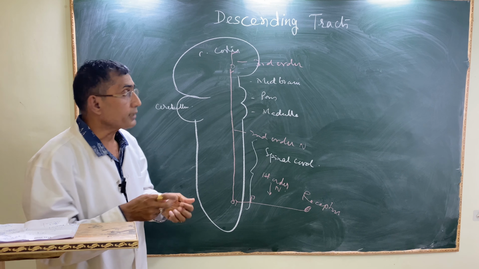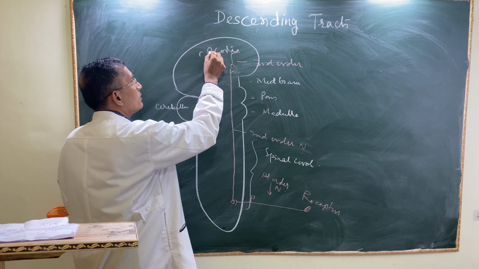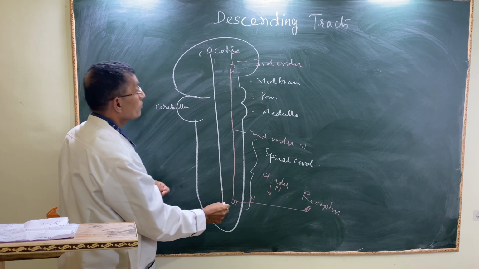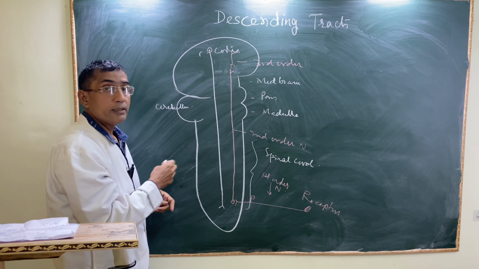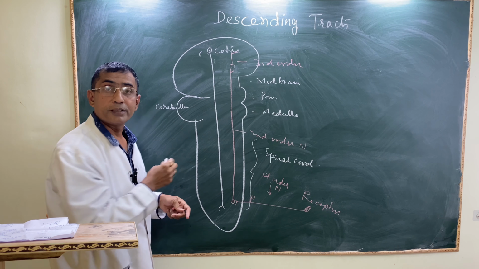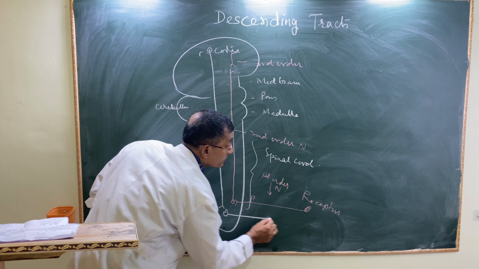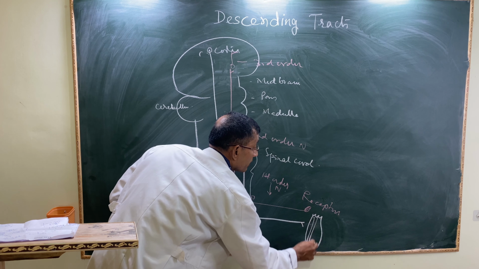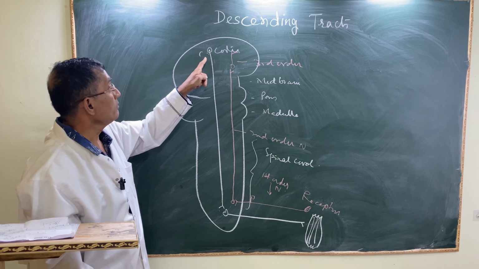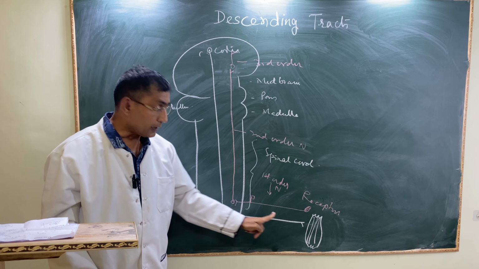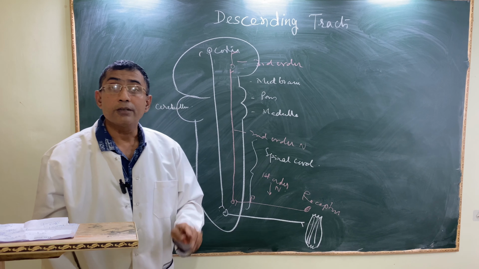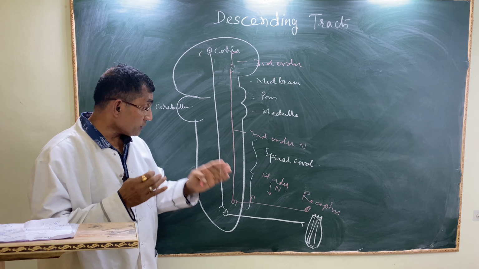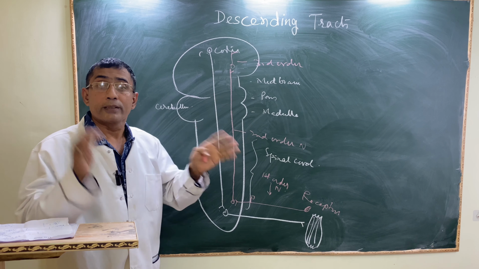But descending tract, it is the fiber which originates here. This is the cell body, carrying information from center towards periphery, ultimately controlling the activity of the muscles, the activity of the glands, the activity of the muscles present all over the body.